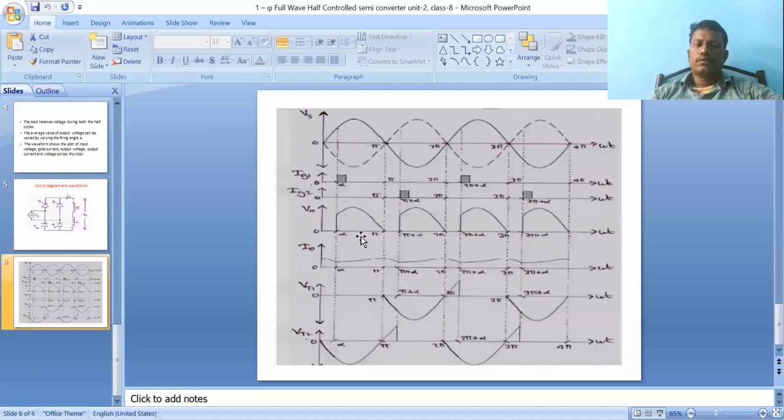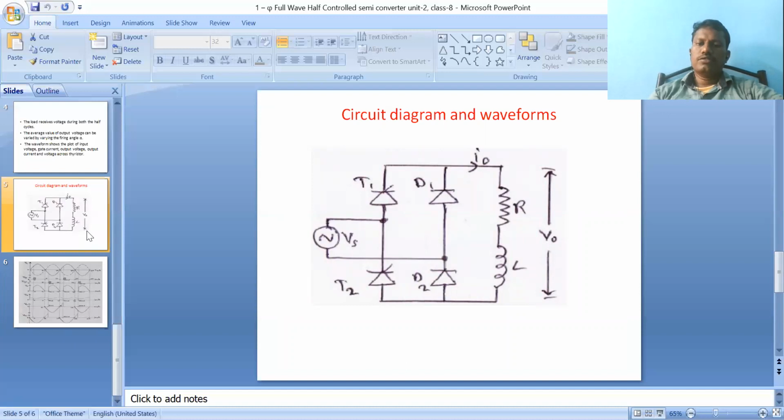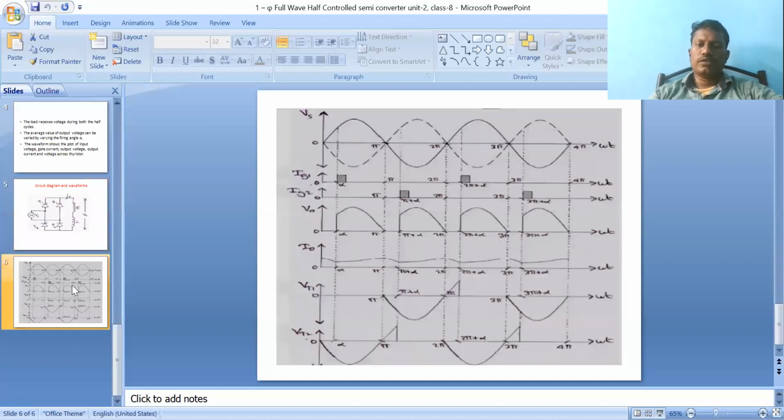At the end of the positive half cycle, at omega t equal to pi, T1 stops conducting. Why? The negative half cycle starts, and it is an inductive load. The inductor doesn't allow sudden changes in current, so the inductor current freewheels through the diode. D2 becomes reverse biased. There is no output voltage. See here, there is no output voltage. So what is the current? Like this.